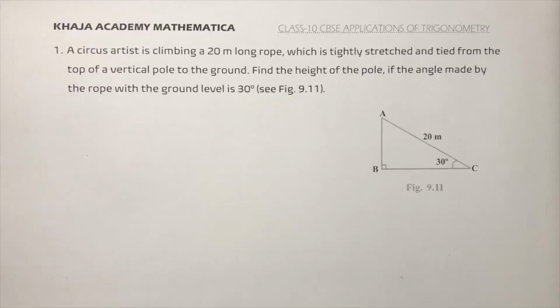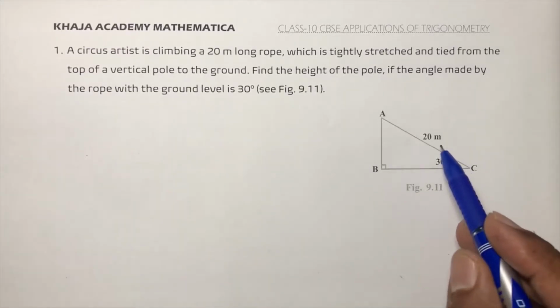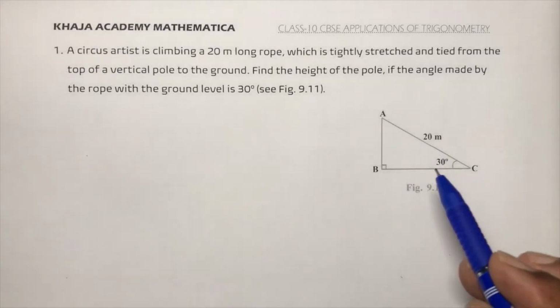A circus artist is climbing a 20-meter long rope which is tightly stretched and tied from the top of a vertical pole to the ground. Find the height of the pole if the angle made by the rope with the ground is 30 degrees. So here this angle is 30 degrees and the length of the rope is 20 meters. We need to find the height of the tower.